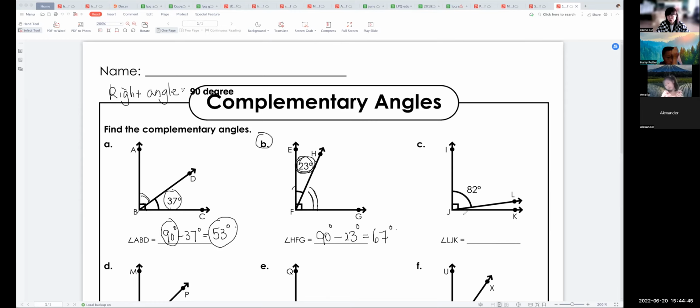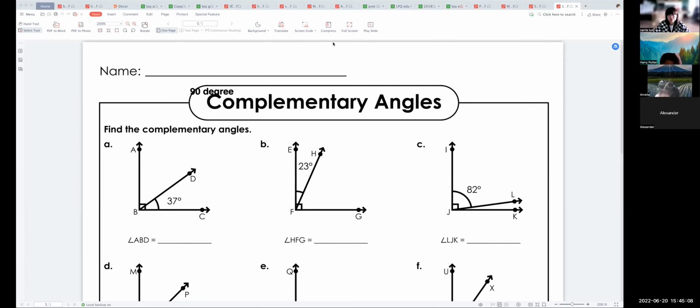Okay, let's take a look at this one. IJK is 90 degrees, right? But IJL is 82. So what does LJK equal? 8 degrees. Very good. 90 degrees minus 82 degrees equals 8 degrees. Okay, boys and girls, I think you understand this one.